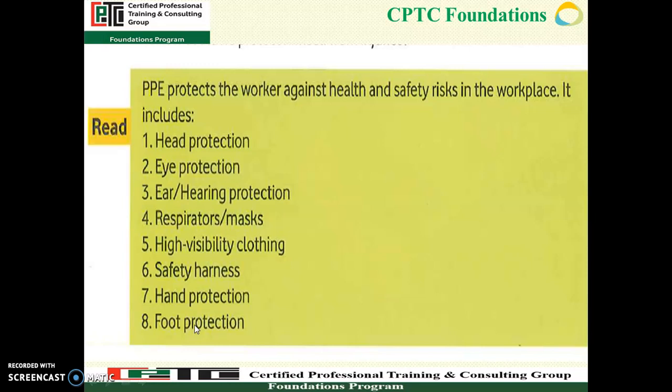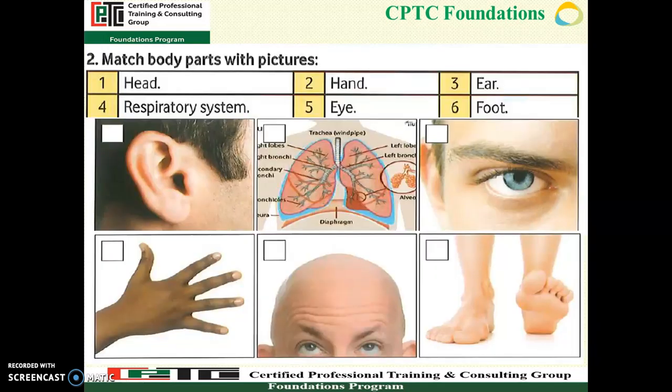So now that we went through all the different types of PPE and what each one of them protects, what part of the body: head, eye, ear, and then the respiratory system, hand protection and foot protection. So now we have gone through all of them. What we need to do is an exercise. So let's move to the next page. The next page tells us about body parts, the different body parts and their names.